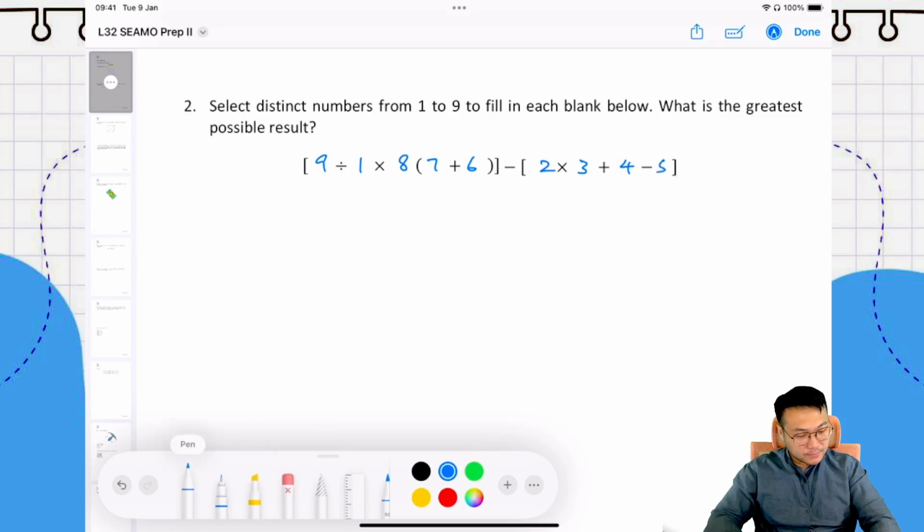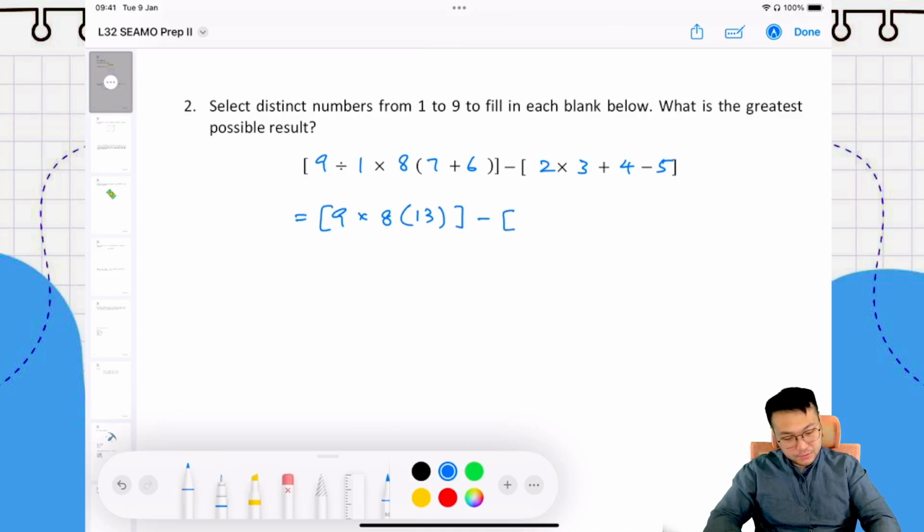Am I right? So students, if you work this out, what are you going to get? 9 divided by 1 times 8 multiplied by 7 and 6. 7 plus 6 is 13, right?